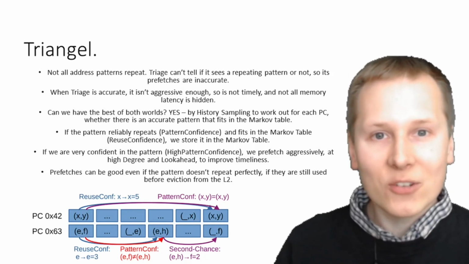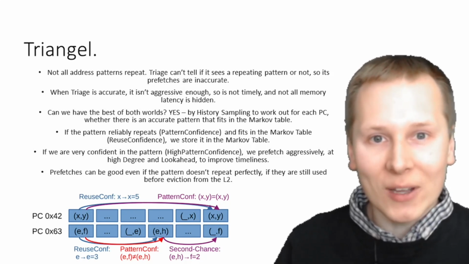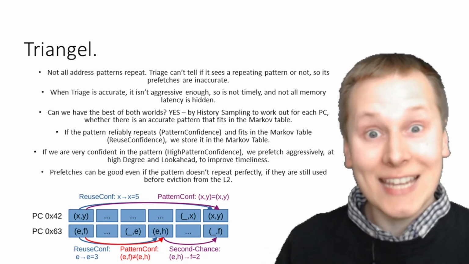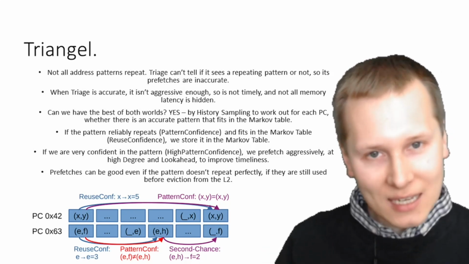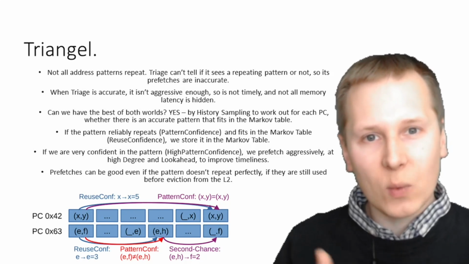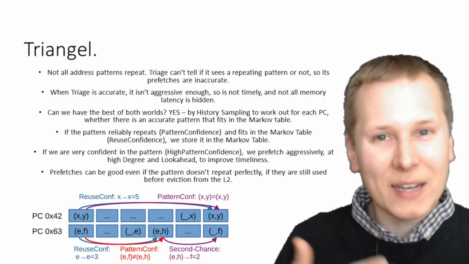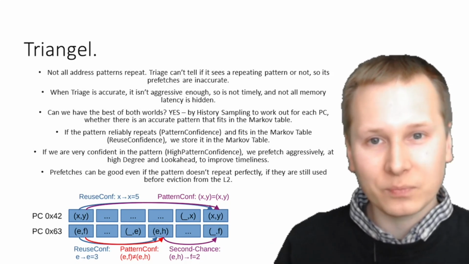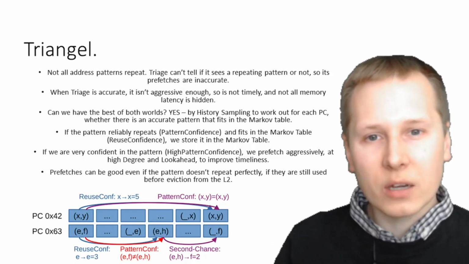Well, what we ask with Triangel is, can we have the best of both worlds? And I've written in capital letters, yes. Using this special history sampling that we do to work out far into the past whether what we see are repeating patterns and whether we can fit them in the Markov table. We've got these two concepts for that.